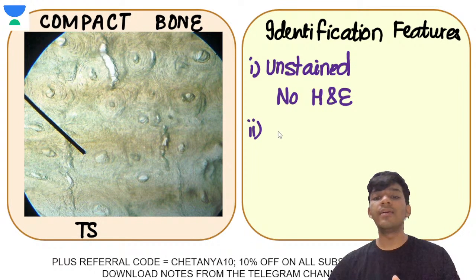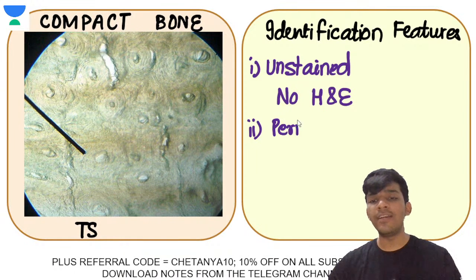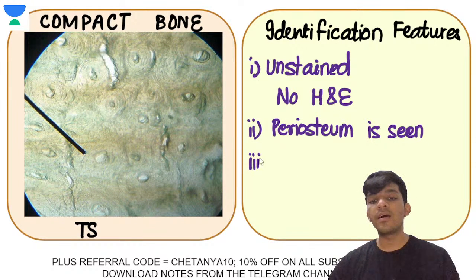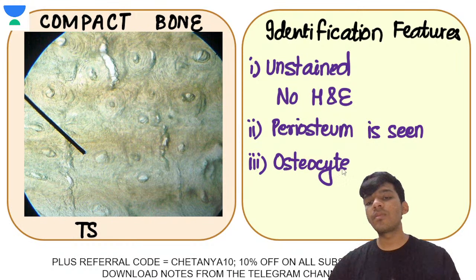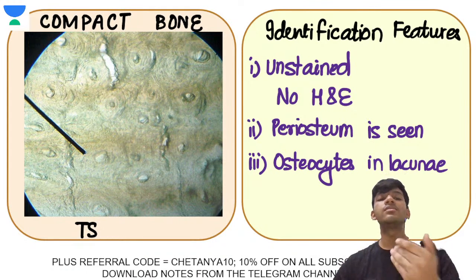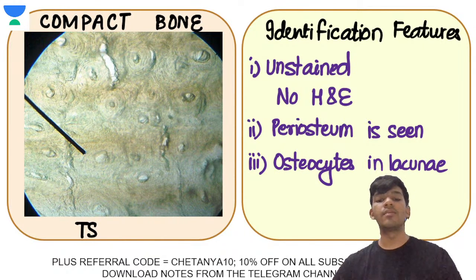Second feature that you can write here is that periosteum is seen outside. I'll tell you what is periosteum. Apart from periosteum, you can see osteocytes within lacuna, right? I'll explain this as well. Osteocytes in lacunae, that is another feature you can write. Apart from the osteocytes in between the lamella, there are osteocytes in the lacuna. You have three types of lamella: Haversian, interstitial, and circumferential.